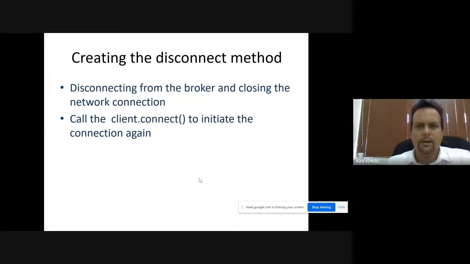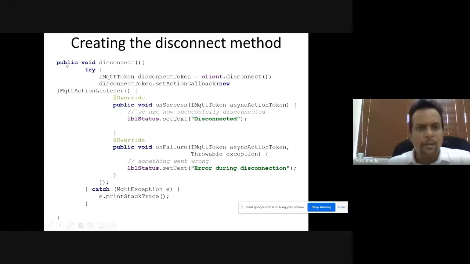Creating the disconnect method, disconnecting from the broker and closing the network. So you can also disconnect. You are a client, you were connected to a broker, but now you don't want to remain connected. So you can disconnect. Recall there is a disconnect method that you can use. And then to connect again, you just say client.connect, and you will be able to initiate the connection again. So public void disconnect, here it is, this is the main part, client.disconnect. This is the main part: successfully disconnected or error in disconnection.